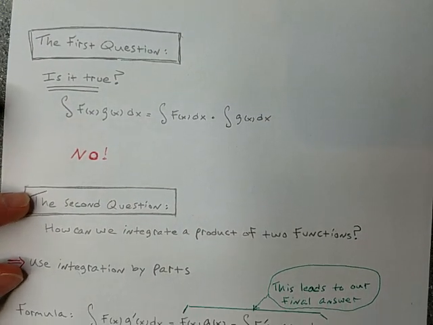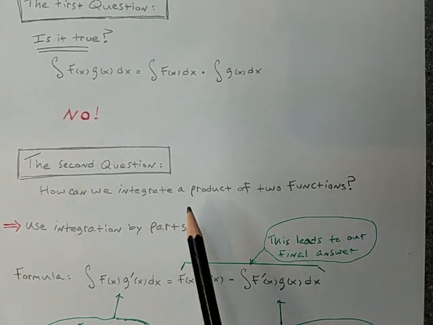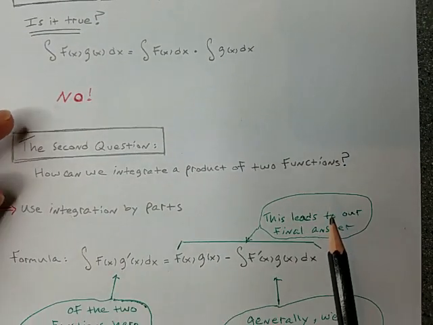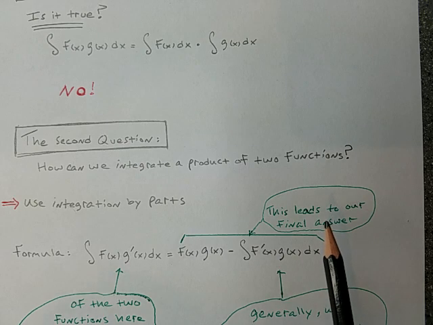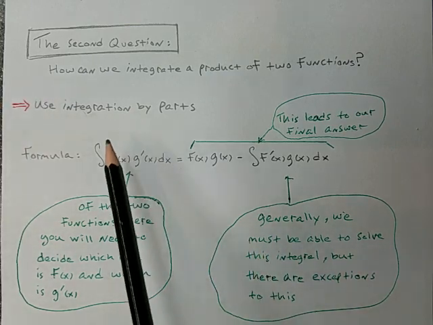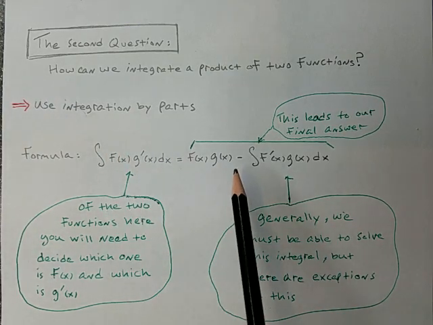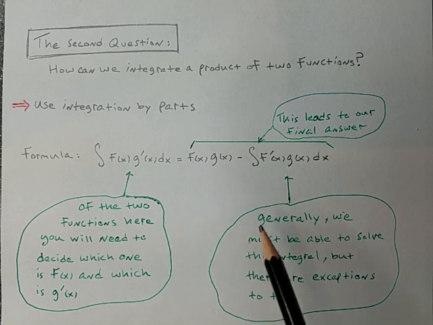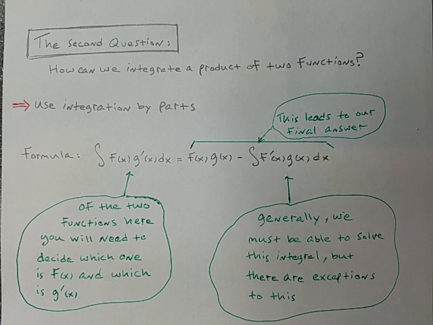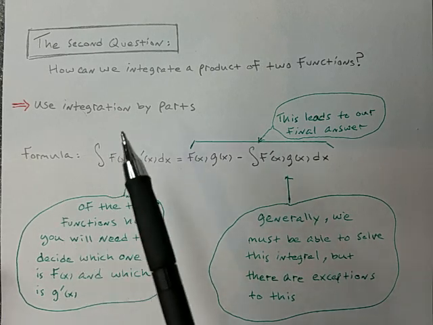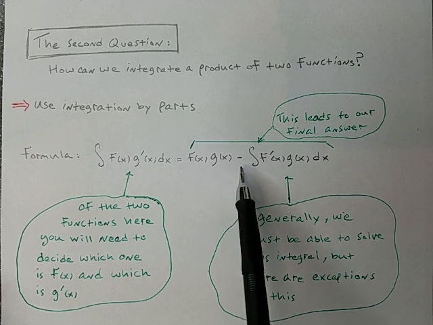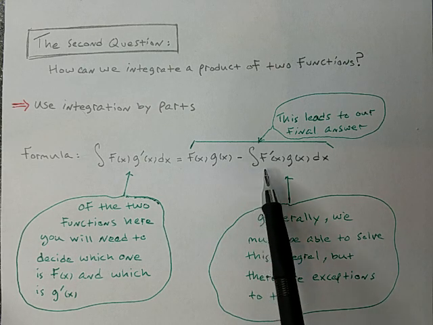The second question then is, how do we integrate the product of two functions? If you can't do it like this, it's natural to wonder how you're supposed to do it. That's what integration by parts is. So here's the formula, and in green are some notes or things to realize about it before we start trying to use it. Here's what it says: the antiderivative of f times g prime is f times g minus the antiderivative of f prime times g.